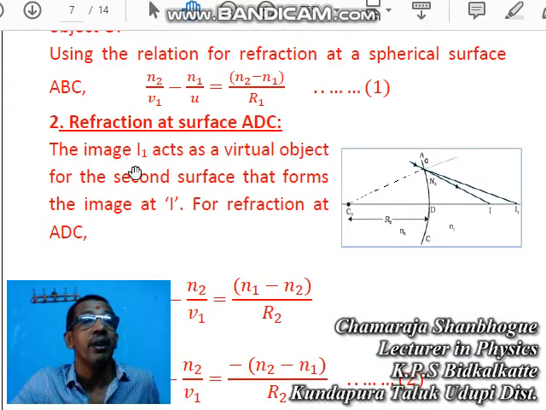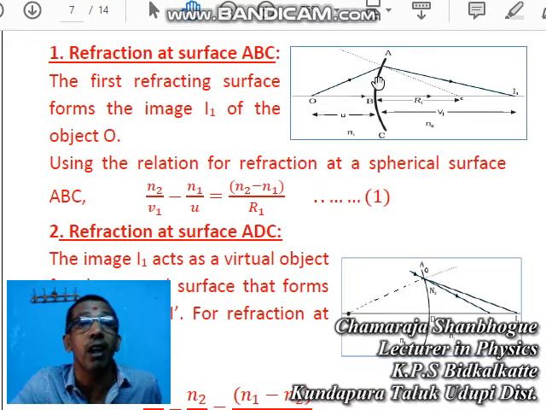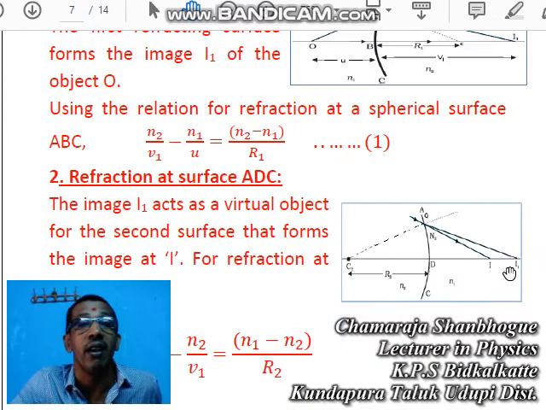Now, the image I1 which is formed just now due to the refraction at the first surface acts as object for the second surface. This image becomes the object for the second surface. Final image will be formed at I at a distance v.